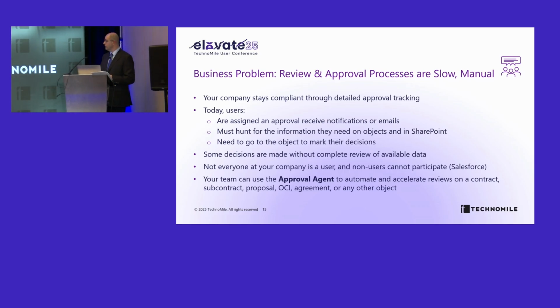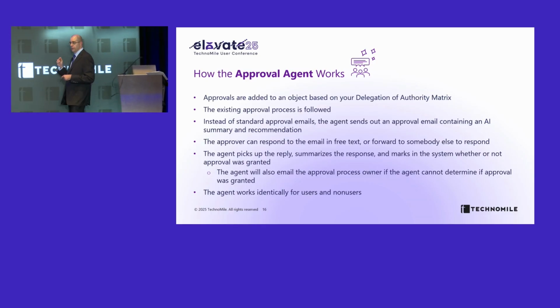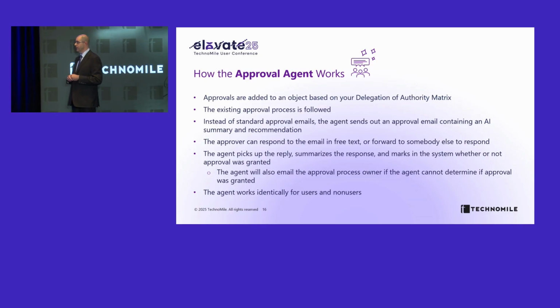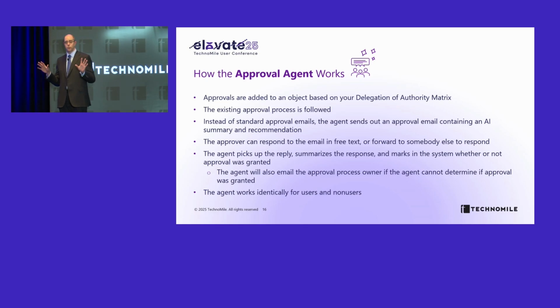So we set up what we call the review and approval agent to automate and accelerate reviews of the contract, subcontract, proposal, OCI, or any other place where there's a review. We put this on the proposal right now just to be able to show it to you easily. And how does it work? Basically, if you had the delegation of authority matrix set up, you could just basically click. It would go find the right people, add them to review and approve. The existing process you have is followed, but we substitute.